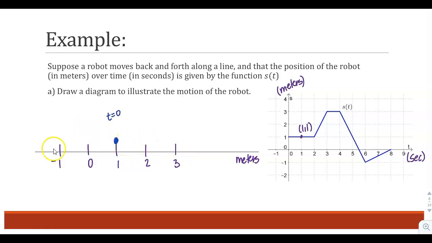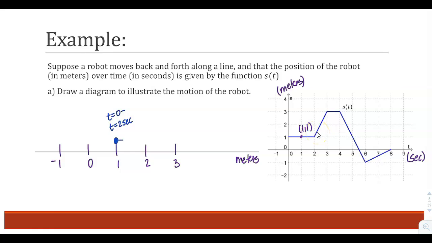Since this is one-dimensional here, I'm going to have to label the time on top of the location. So at time 0, the location of the robot is 1 meter. And the location of the robot stays fixed all the way until 2 seconds has passed. So from t equals 0 to t equals 2 seconds, the robot is in the exact same place. But at 3 seconds, the robot manages to get to 3 meters. So between 2 and 3 seconds, the robot is traveling to the right.